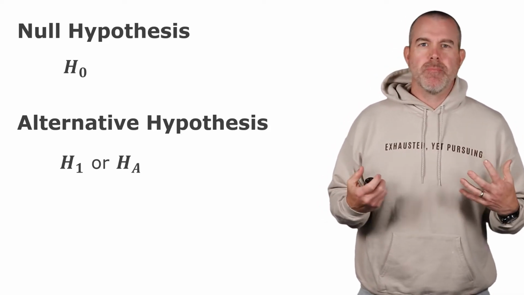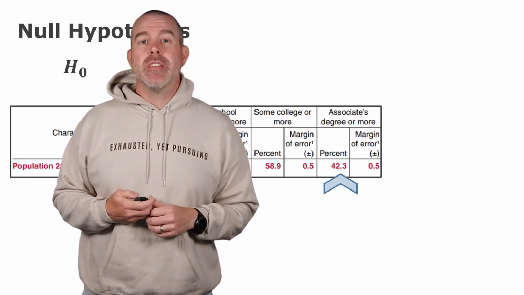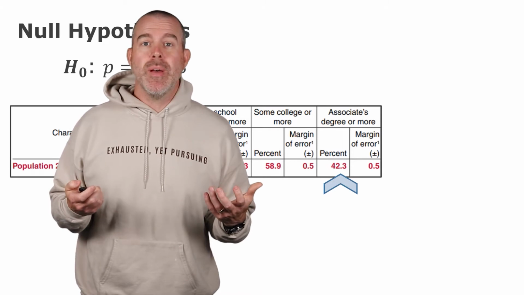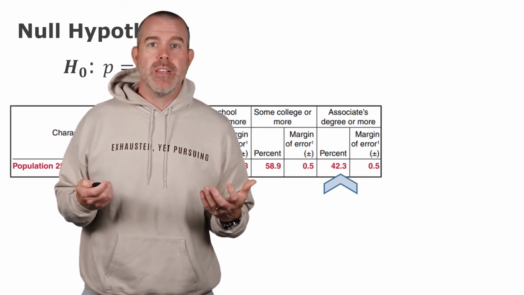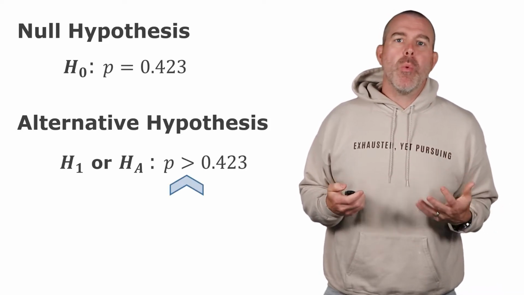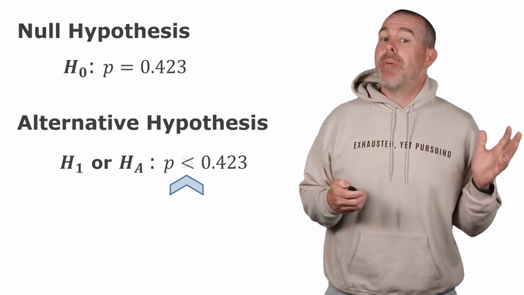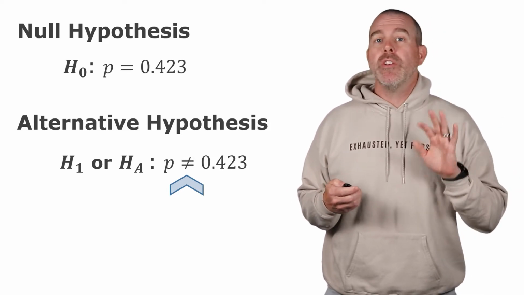That's the difference. For our specific example here, the null hypothesis is that the proportion is the same as it is from the US Census here, 42.3%. Our alternative claim, now we're going to be a little bit careful here. We're claiming that it's greater than. Now, for other tests here, it might be less than, it might be not equal to. We're going to do greater than.